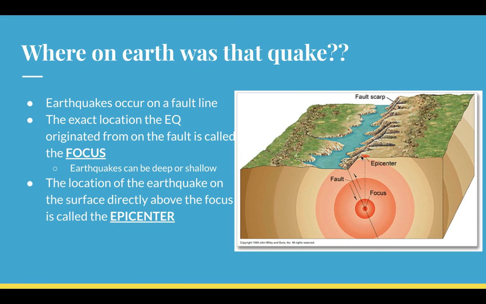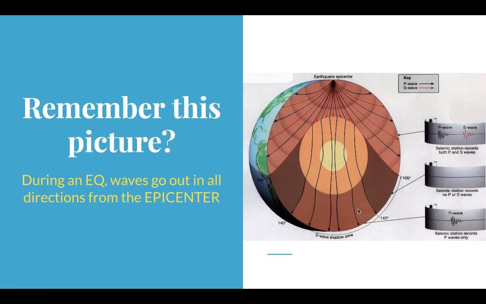The epicenter is the location on the surface directly above the focus. So when we talk about earthquakes, we might talk about how deep was the focus or where was the epicenter located. When we look at this earthquake map in a little bit, it's just going to show you the epicenter on the map, but you can learn more about the focus.